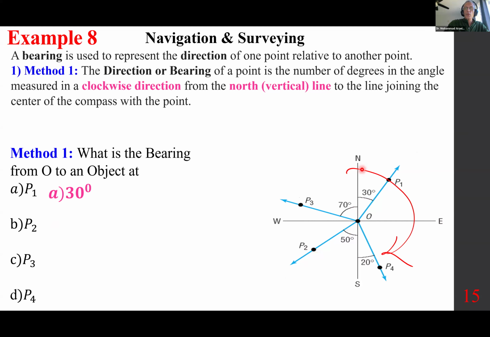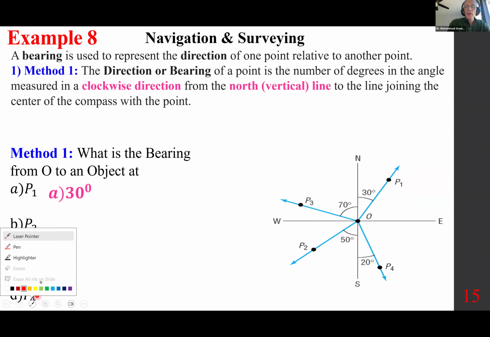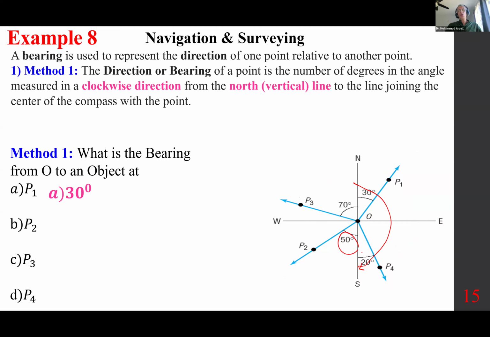P2, when we move this way, this is 180 plus 50. So we go this much, and then we add this much. 180 plus 50. 230 degrees.